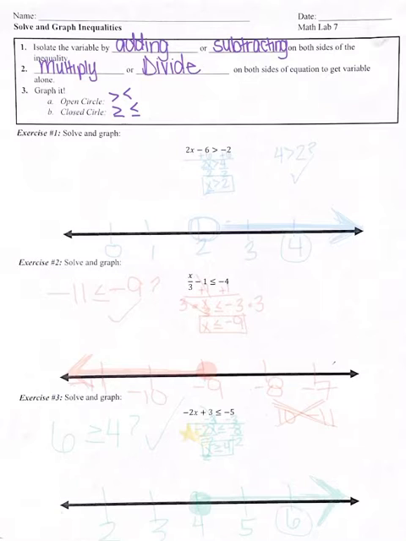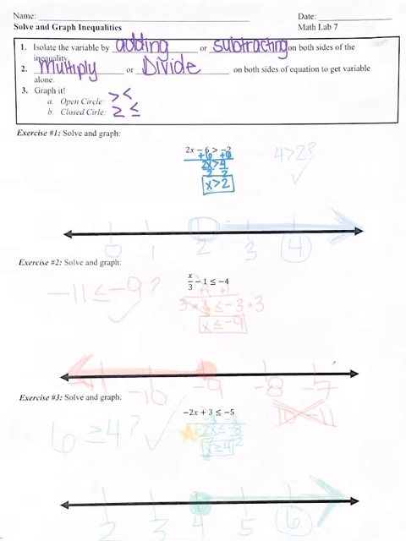To solve and graph this, the first thing we want to do is get that x by itself. Switch up the color, we'll do a nice blue. To get x alone, we're going to add 6 to both sides, because it's minus 6, the opposite is plus 6. And we get 2x is greater than 4. To get x by itself, we divide both sides by 2, and we get x is greater than 2. Now that we have that x alone, we can graph it.